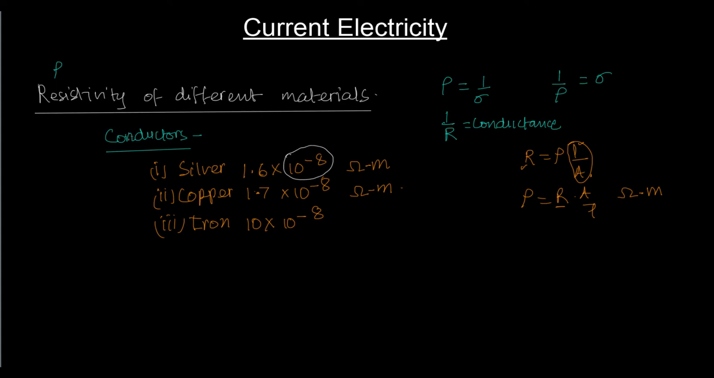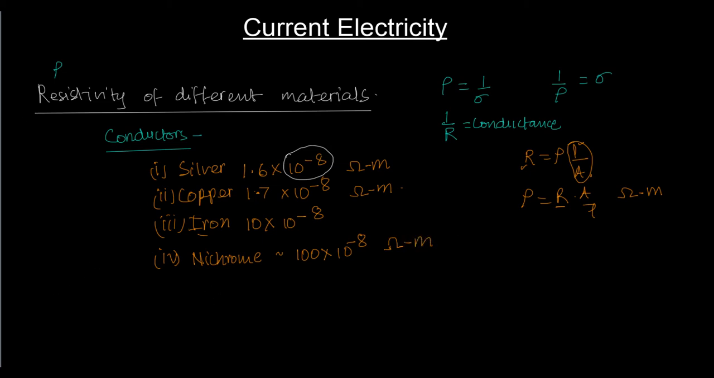Then we deliberately have to raise resistivity somewhere, resistances somewhere. For example, in an iron, or in a geyser, the elements that are made are of nichrome. Nichrome is an alloy of nickel and chromium, obviously with iron, and its resistivity is of the order of 100, approximately equal to 100 into 10 to the power minus 8, right? So that's about 10 times that of iron, right?